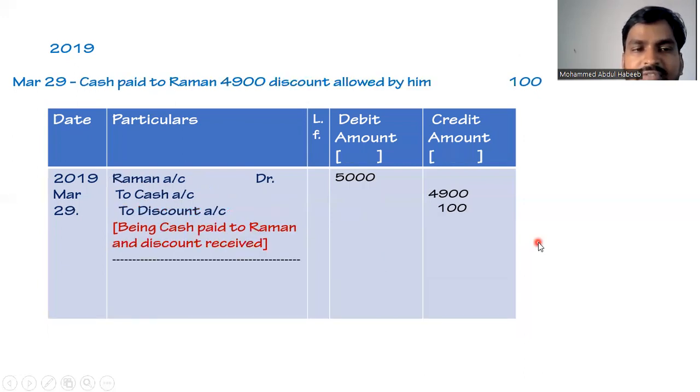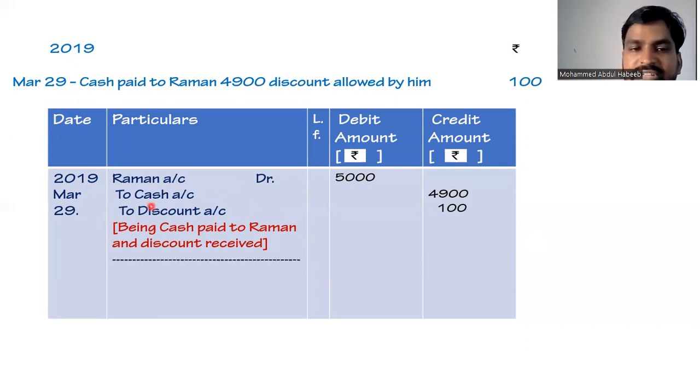Coming to the next transaction, which is on 2019 March 29. Cash paid to Raman 4,900 and discount allowed by him 100 rupees. So here the date will be taken as 2019 March 29. Cash paid to Raman means we are paying cash. The business is paying cash. So cash is going from the business. So cash will be credited.